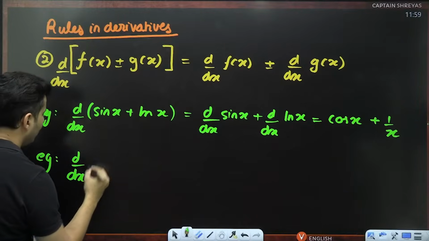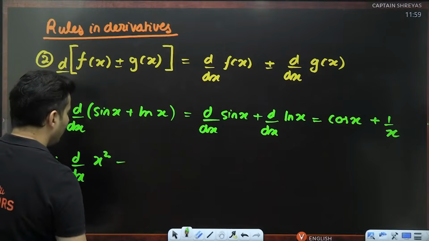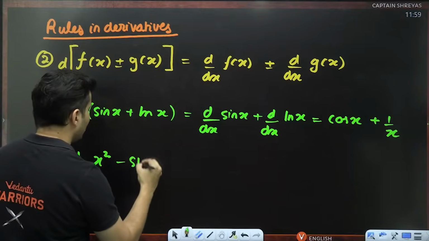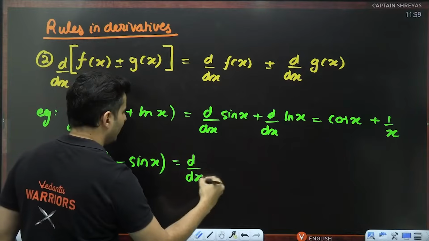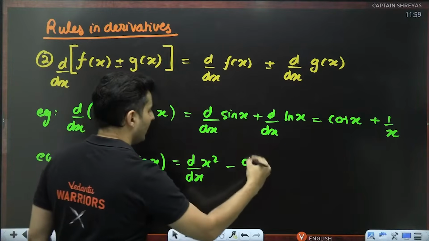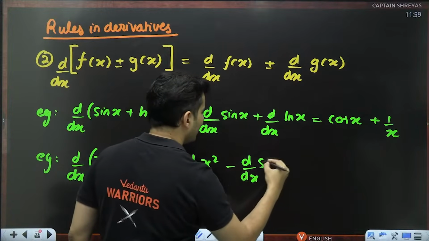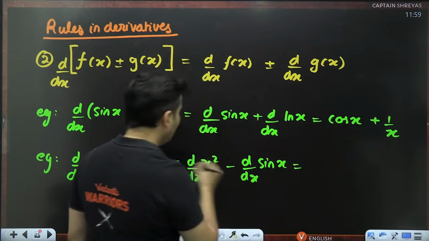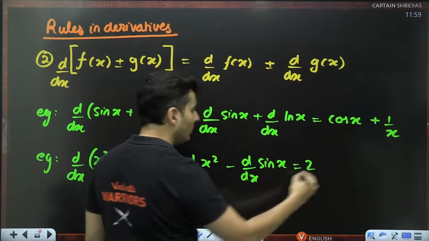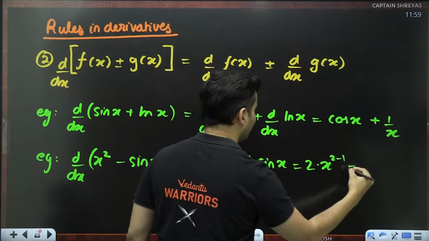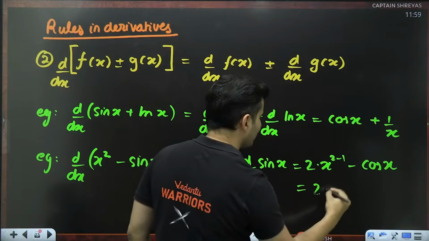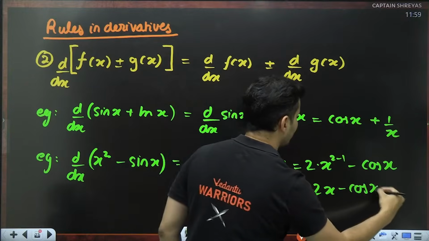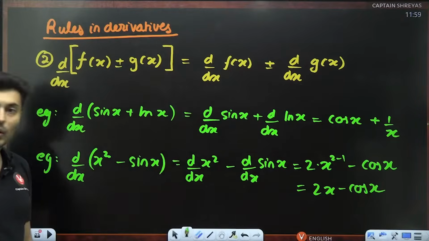Another example which I can show you. Imagine you want to find the derivative of x square minus sine of x. What you will do is just find the derivative of x square separately and also find the derivative of sine of x separately. Derivative of x square will be 2 into x raised to 2 minus 1, and sine x's derivative is just cos of x. So it will just become 2x minus cos of x.